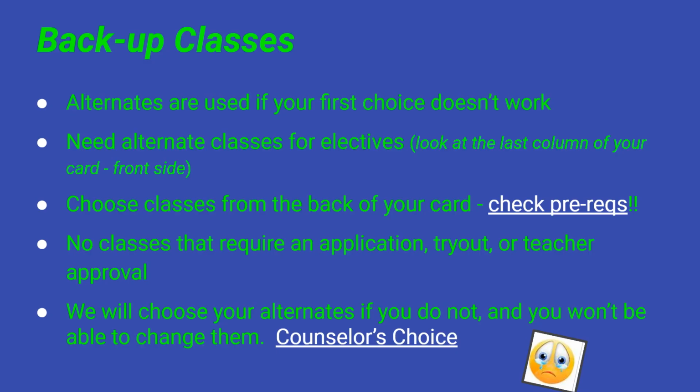I know we touched on it earlier, but I want to talk about backup classes again. Alternates are used if your first choices don't work out. So you need alternate classes for your electives. So you're looking at the last column of your card on the front side. You're choosing your classes from the back of your cards by checking the prereqs. You're not choosing classes that require an application or a tryout or teacher approval. Just remember, if you don't put the backup classes, we'll choose your alternates and you won't be able to change them. It's called counselor's choice.